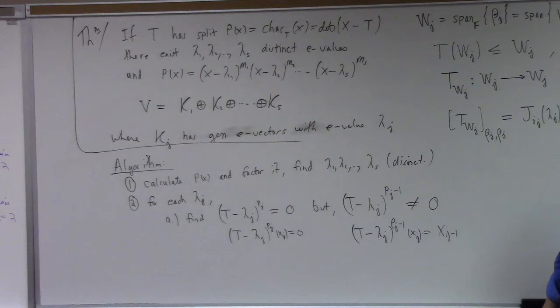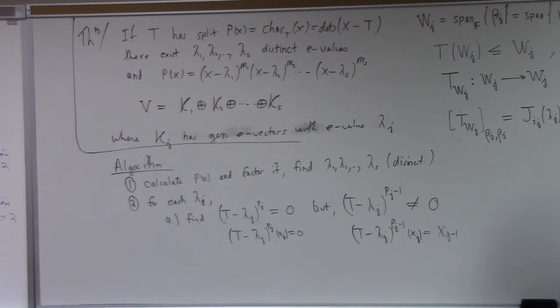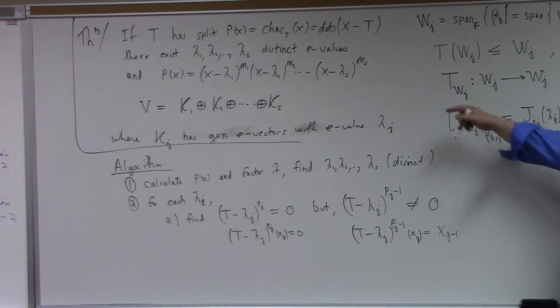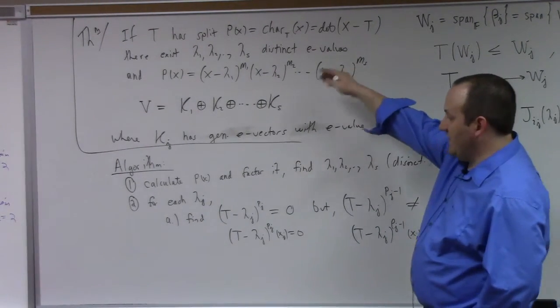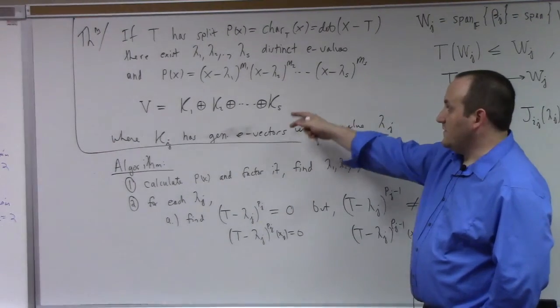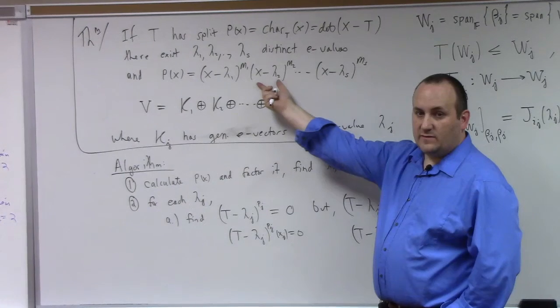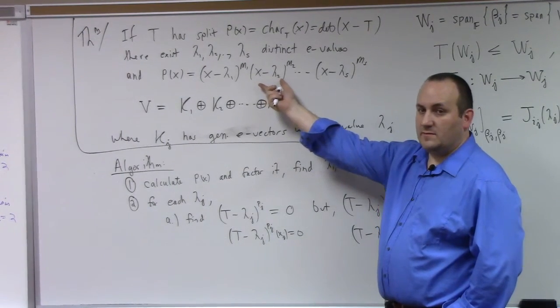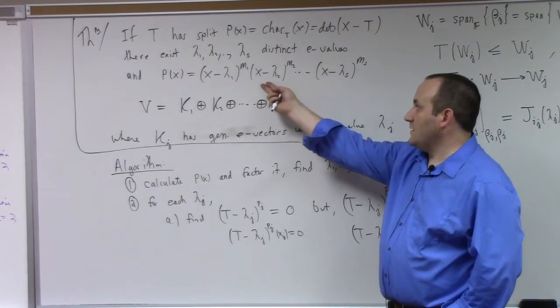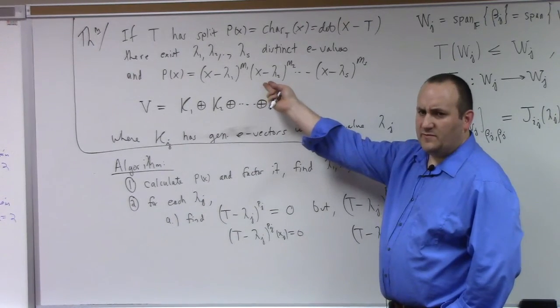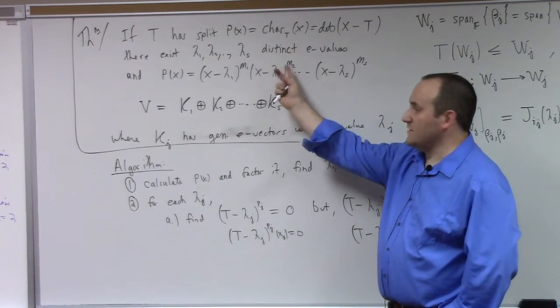Are you guaranteed that the matrix T minus lambda sub j to some power will be 0? Yes, I am guaranteed that it will be 0 for some power. If it's a factor, that means there's x minus lambda sub j to the m sub j in the characteristic polynomial, and then by the Cayley-Hamilton theorem, it has to be 0 by the time you get to the power m sub j.